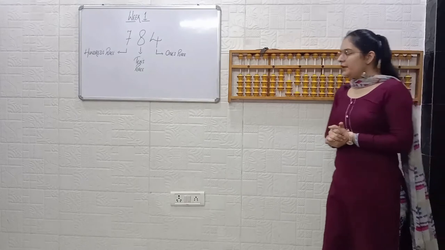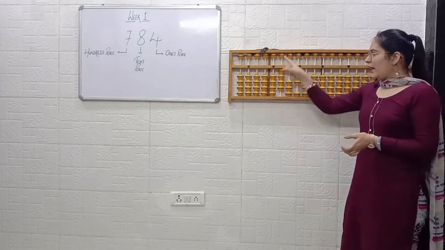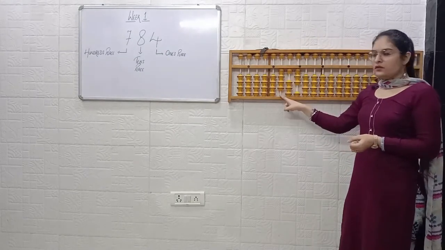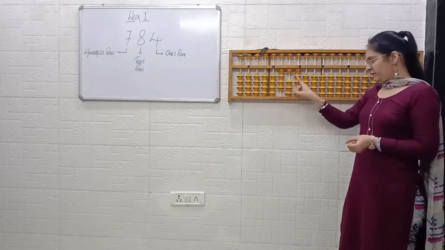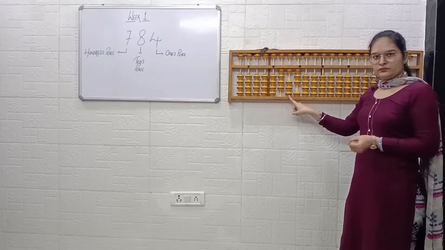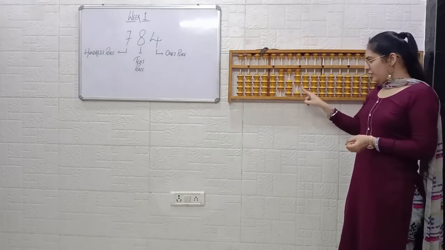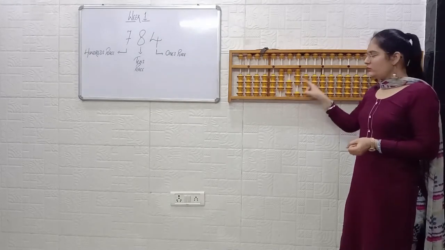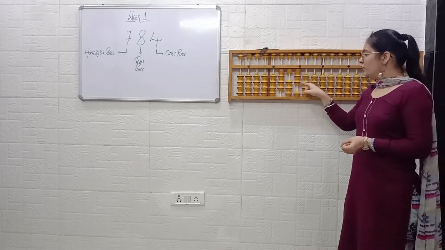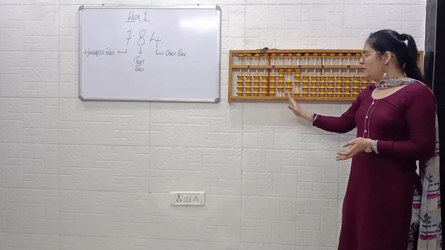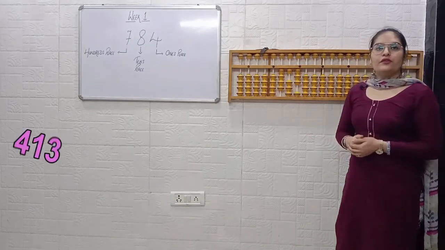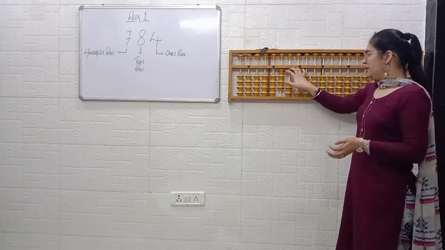Now tell me, hurry up. At hundreds place, it's 1, 2, 3, 4. 4, okay? At tens place, 1. At ones place, 1, 2, 3. So answer is 4, 1, 3. That is 413. Next example.